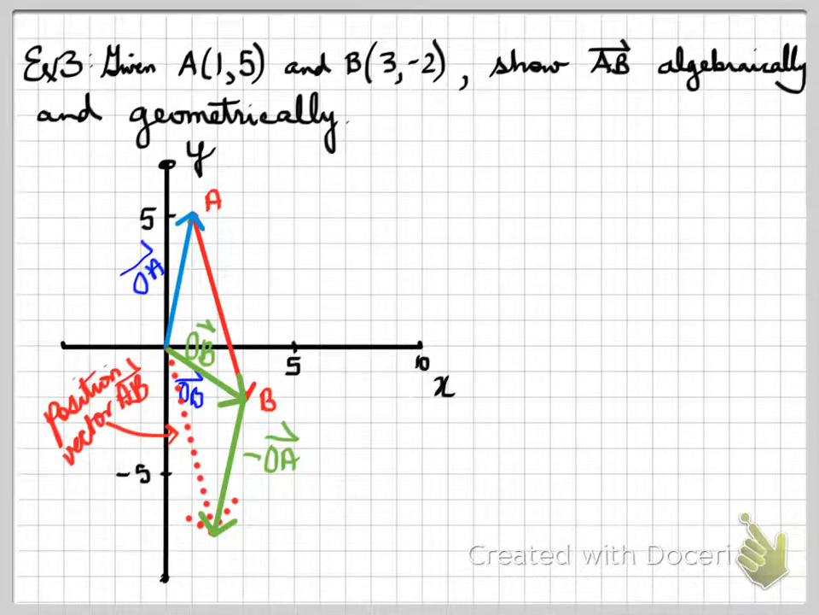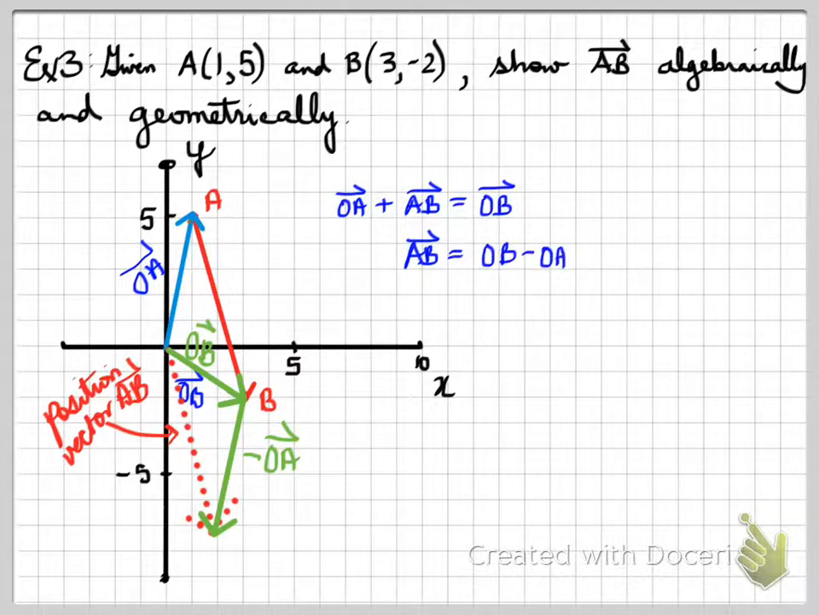All right. Now don't forget, AB right here is not the position vector because it doesn't start at 0, 0. Position vectors always start at 0, 0. So AB can be translated to this position, and its translation will result in the position vector of AB. So OA plus AB is equal to OB. That means AB is equal to OB minus OA.